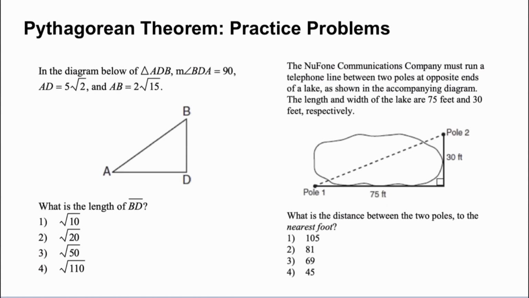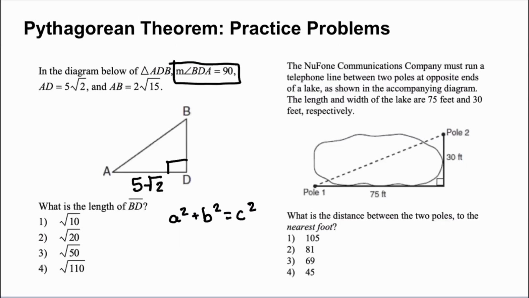So again, we'll have some practice problems to test comfortability with the formula. We have this right triangle here, and we know it's a right triangle because we're given the measure of this angle to be 90, and a 90-degree angle is a right angle. So the Pythagorean theorem applies. I'm just going to write out a squared plus b squared is equal to c squared. And I'm going to label the triangle with AD having a measure of 5 root 2, AB having a measure of 2 root 15, and this BD part, which is what we're trying to find, is unknown.